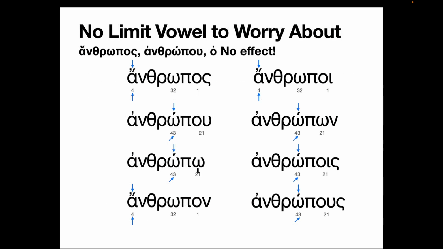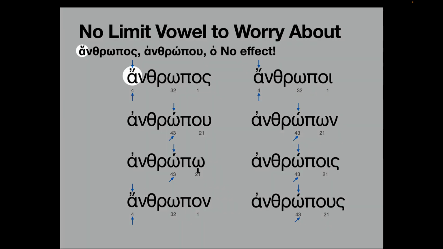So some words just don't have a limit vowel. Most simple finite verb forms that show person and number are not going to have it, for instance, but some nouns and adjectives don't have it either. How do you know? Well, in those words, you're going to see that when you learn them, the first form is going to have its accent on its first syllable, or at least its third syllable from the end. And that's what you have here.